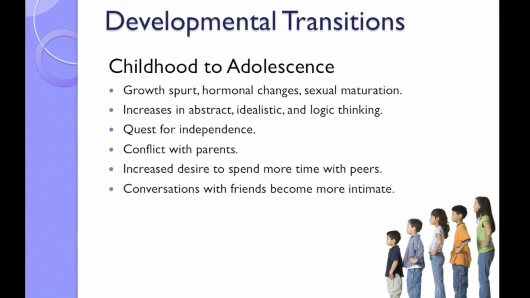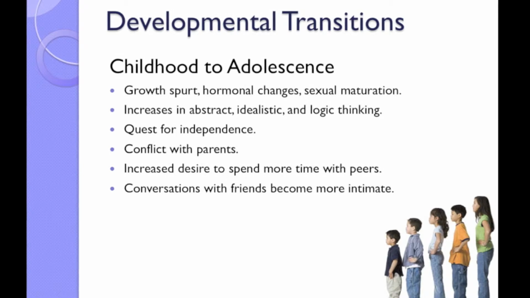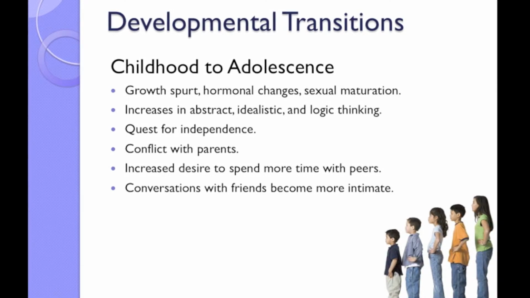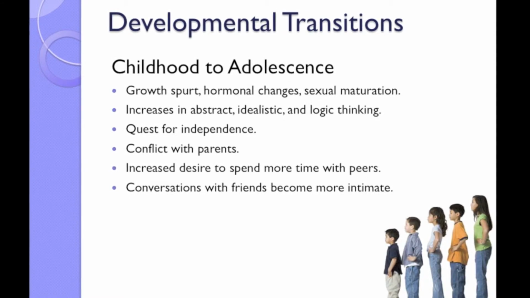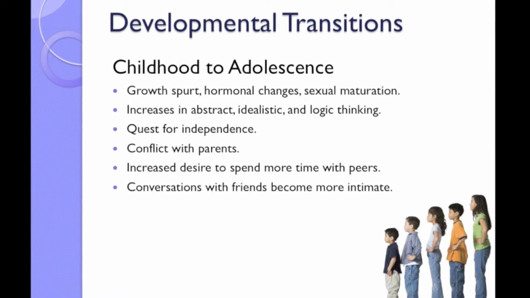Biological changes during this period include the growth spurt, hormonal changes, and sexual maturation that come with puberty. Changes in the brain during this period enable adolescents to increase their abstract, idealistic, and logical thinking abilities. Adolescents begin to think in more egocentric ways. They often act as if they are on stage.